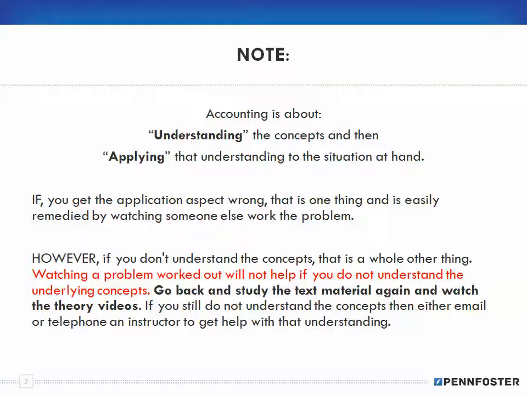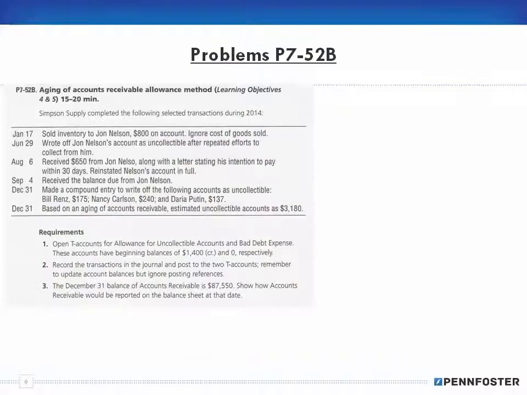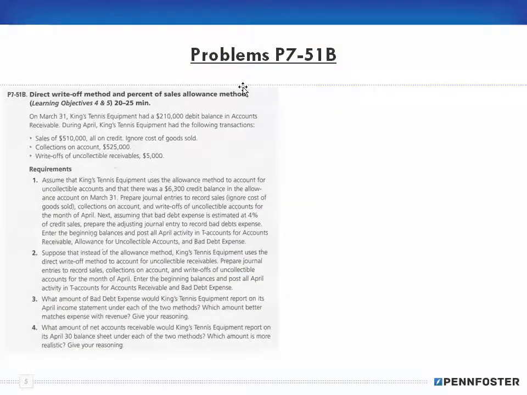All right, so now we left off on problem 50, so we're working on 7-51B in this video. This is on the direct write-off method. Let me get my pen. It says here, on March 31st, King's Tennis Equipment had a $210,000 debit balance in accounts receivable. During April, King's Equipment had the following transactions: sales of $510,000 on credit, so ignore the cost of goods sold. Collections on the account were $525,000, and write-off of uncollectible receivables was $5,000.